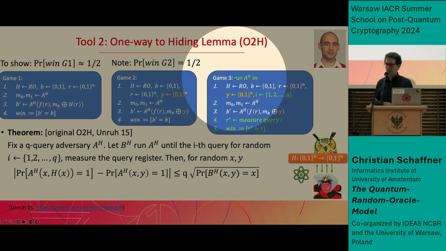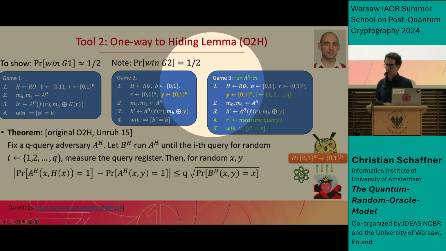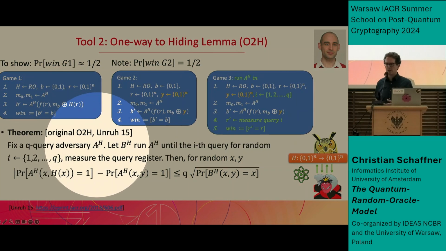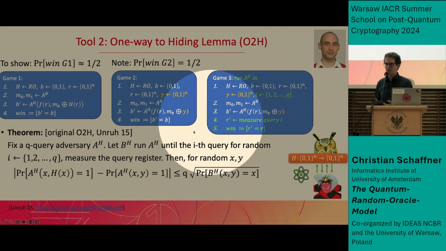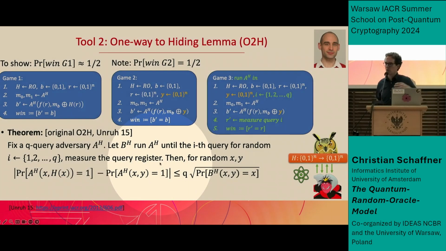He defines a third game where you run the original attacker, the A of H, and you pick a random query that this attacker makes, and then you measure there. Formally, it's stated in the theorem. Fix a Q-query adversary A that has oracle access to H. Let B run A of H until the ith query, where you pick the ith query at random, just take one of the queries that he makes, and then you measure the query register. You look at what the quantum attacker does at that moment.